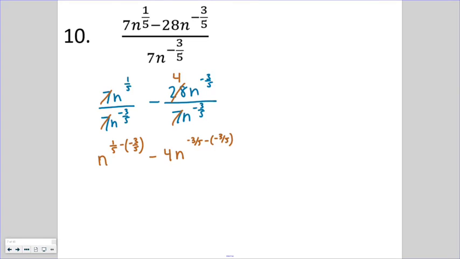So just be really, really careful about the signs here. So this is going to be n to the power of 4/5. And then minus 4n to the power of 0. Now we're never going to leave n to the power of 0. That goes to 1. So this is just 4 times 1. Our final answer is n to the 4/5 minus 4.